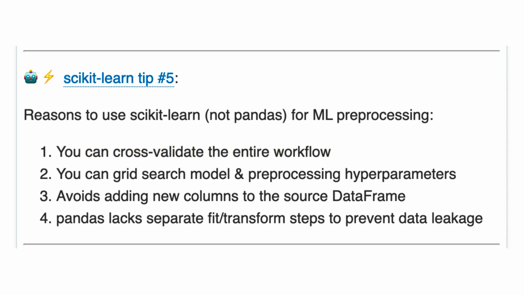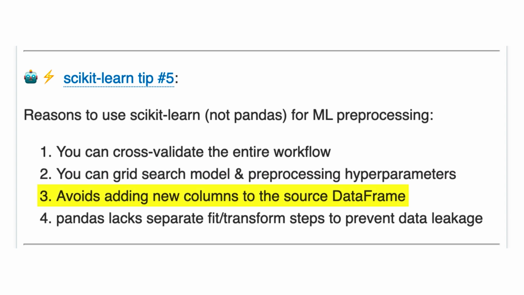Okay. Point number 2, you can grid search model and pre-processing hyperparameters. Grid search is normally used for searching model hyperparameters, like, for example, the C-value of logistic regression, but you can also use it to search pre-processing hyperparameters, for instance, the imputation method. How that works is you create a pipeline and then you do a grid search of the pipeline, and I'll show you that in a future tip. And with pandas, you just simply can't build a pipeline, so this functionality is not available.